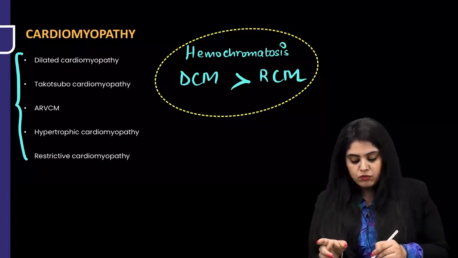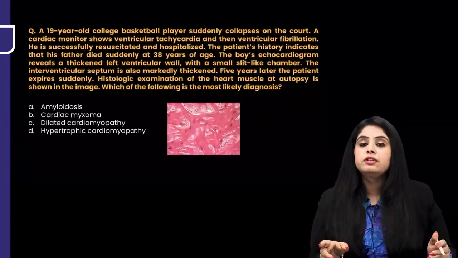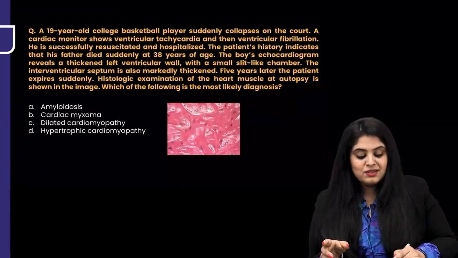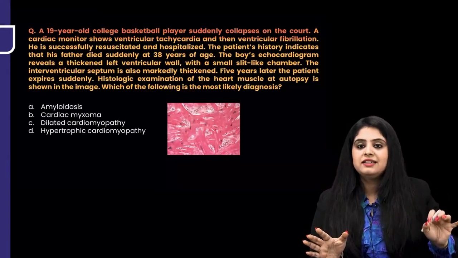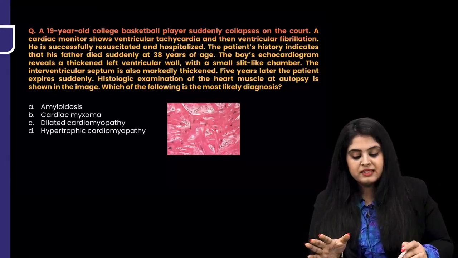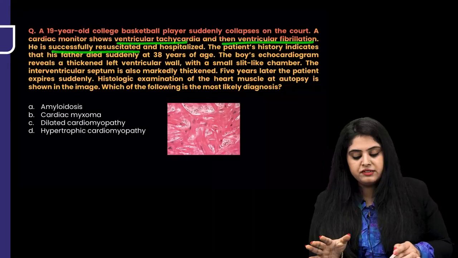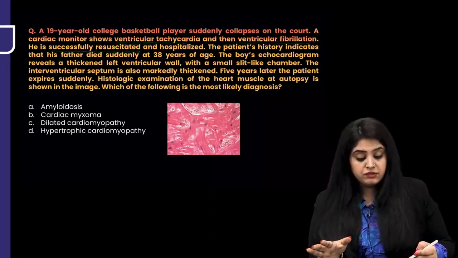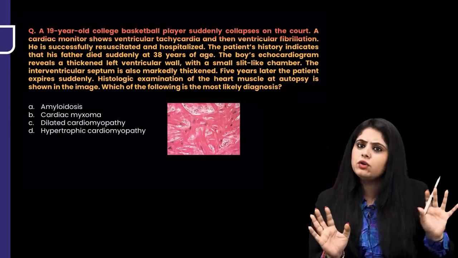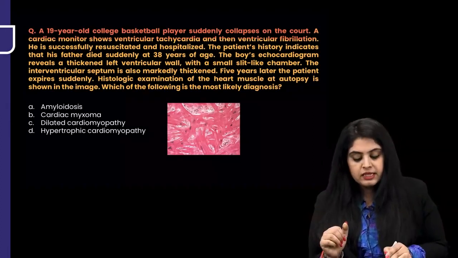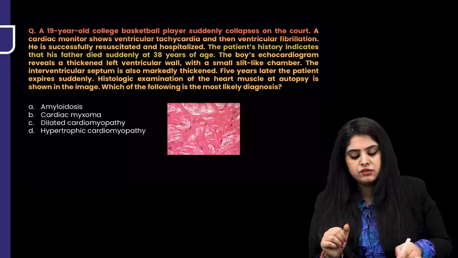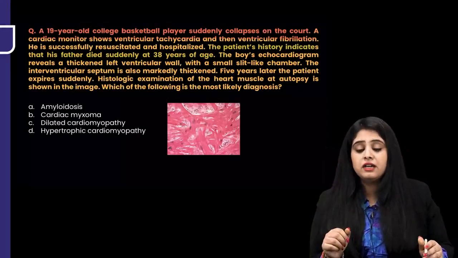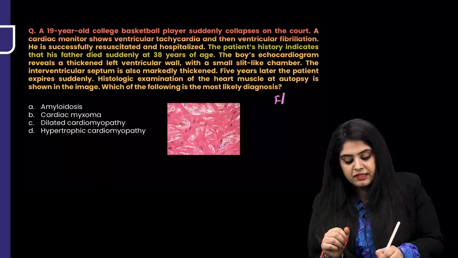Cardiomyopathies are done, and we move on to one quick question and then we'll go on to the next topic. A 19-year-old basketball player suddenly collapses on the court. I think I've got my answer. Young athlete, sudden collapse. The cardiac monitor shows ventricular tachycardia, then ventricular fibrillation. He's successfully resuscitated. He survived. The patient's history tells you that the father died at the age of 38. 38 is no age to die. So the father also died very young. There is a family history present, as I can see.